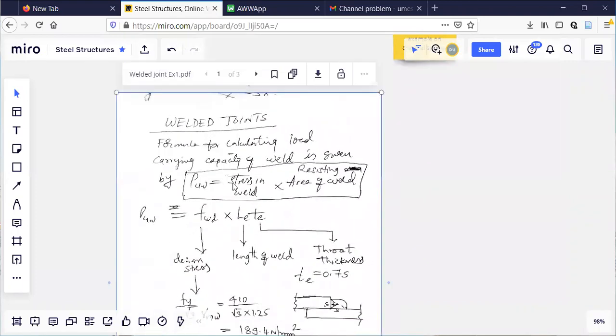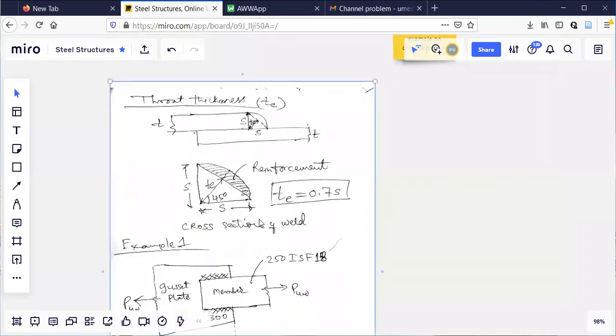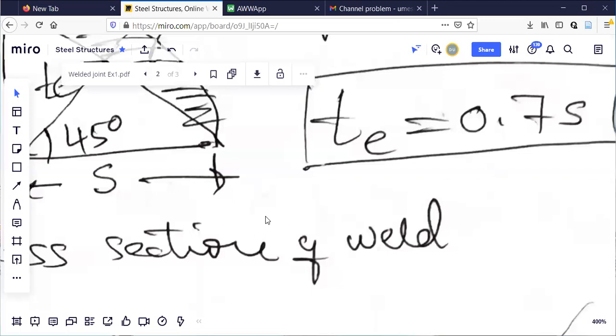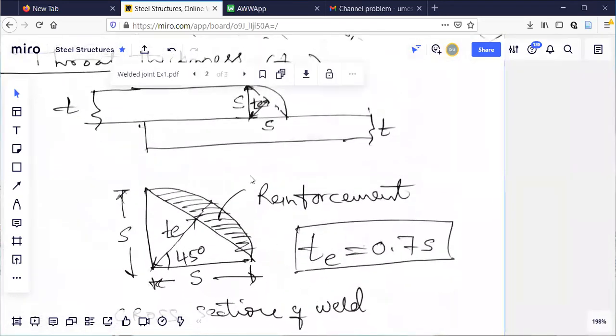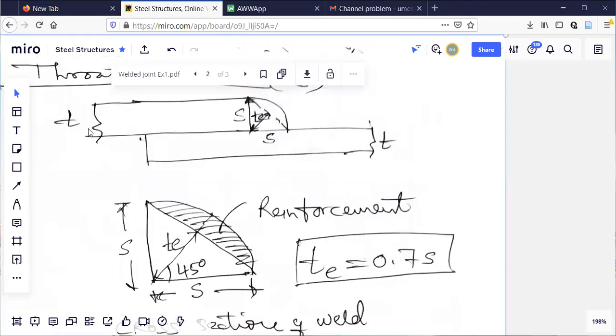You can see this. Again, I have explained it on the second page also. Throat thickness. I have taken the thickness of the two plates the same for the sake of simplicity. Thickness can be different; the thickness of one plate can be different from the other plate. At that time I'll tell you what to do there. But here, TE is this one. See, this is clearly shown.